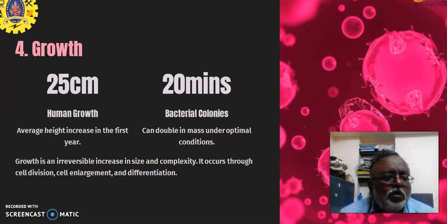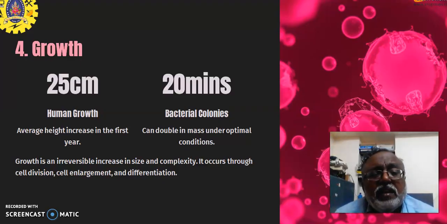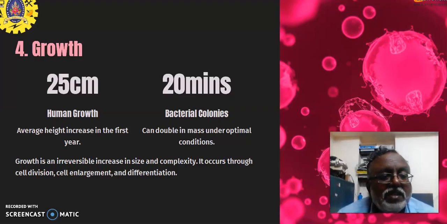It occurs through cell division, cell enlargement and differentiation. In 20 minutes, bacterial colonies can double their mass under optimal conditions. So, growth is an irreversible increase in size and complexity. It occurs through cell division, cell enlargement and differentiation.